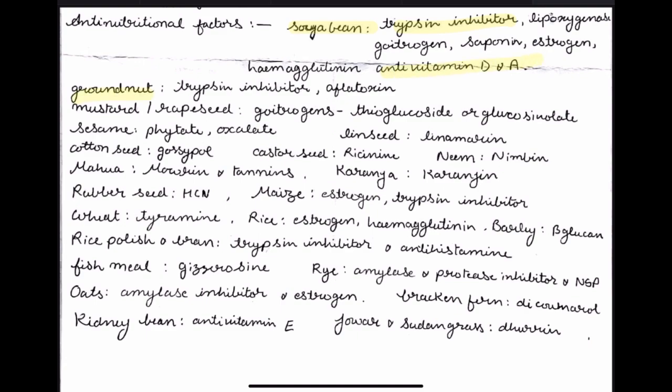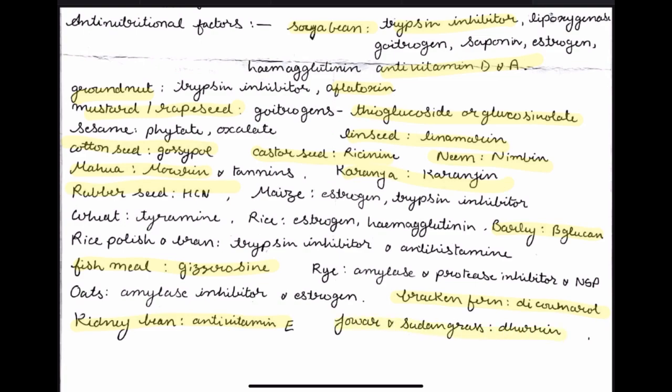In groundnut, they will ask about aflatoxin. In mustard and rapeseed, they will ask about thioglycoside and glucosinolate. In cottonseed, they will ask about the gossypol. Castor seed has ricinin. Linseed has linamarin. Neem, nimbin. Karanjin. Mahua cake has mowrin. Rubber seed has HCN. Barley has beta-glucan, fish meal has gizzerosine, bracken fern has dicumarol, kidney bean has antivitamin E, and jowar and Sudan grass has dhurrin.